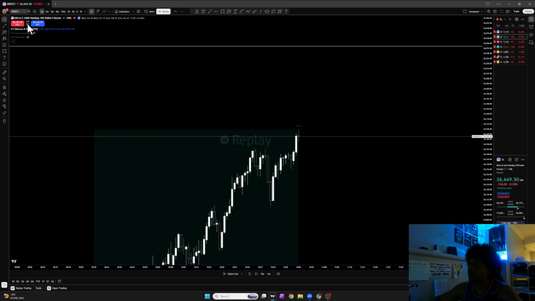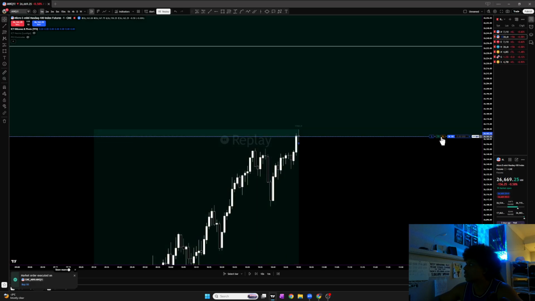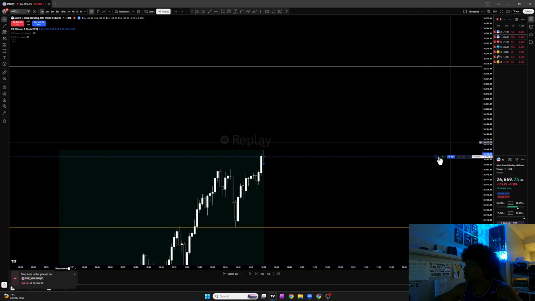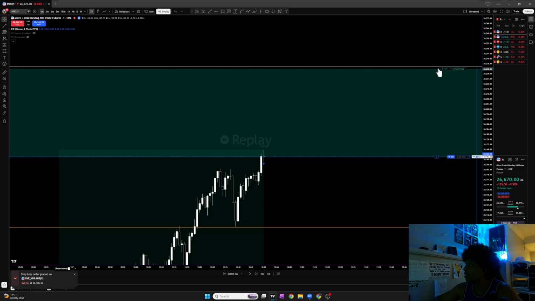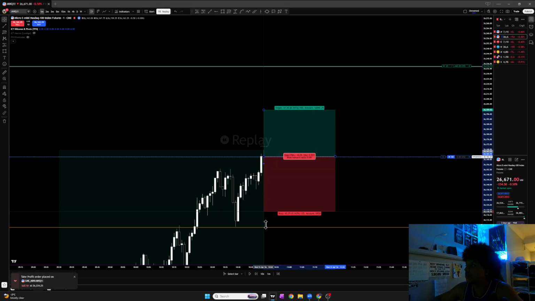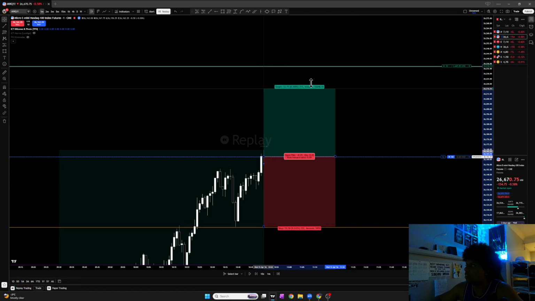There I go. That's my entry. Gonna have my stops below this low right here, and then have my take profit at the next recent high. And this entry might be a very bad entry.